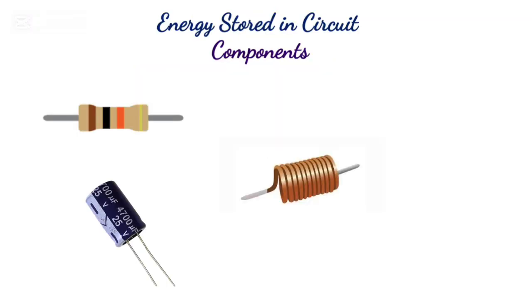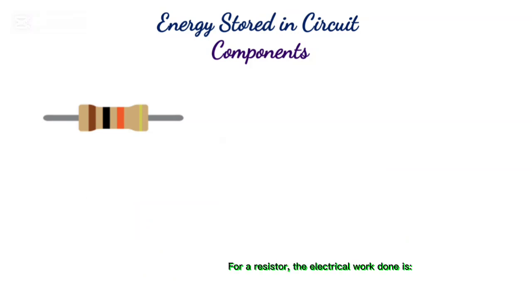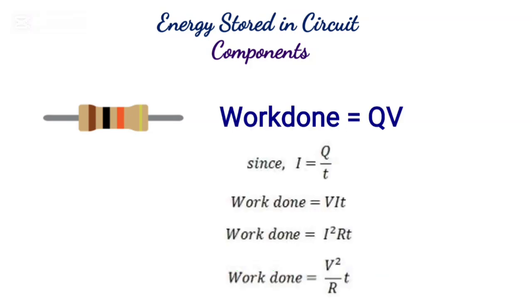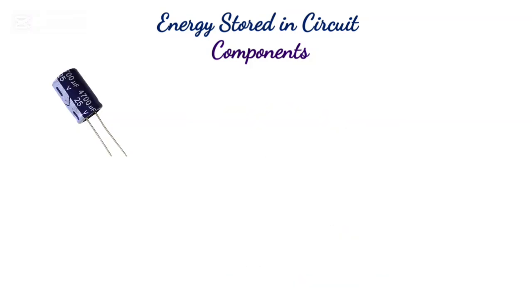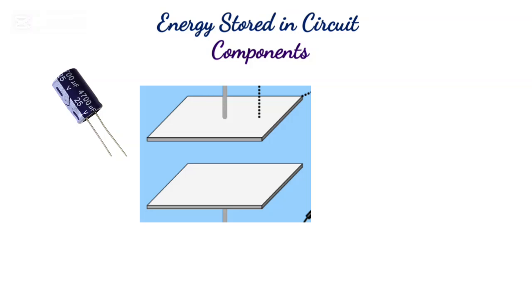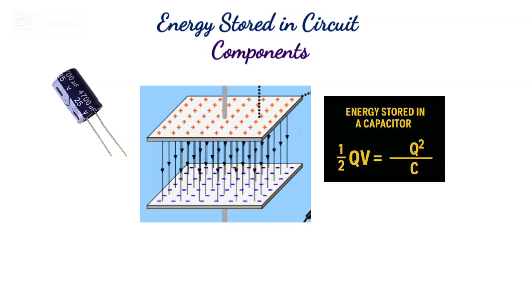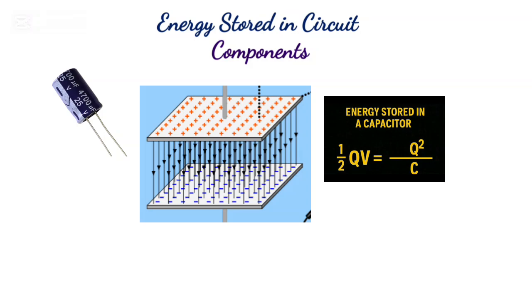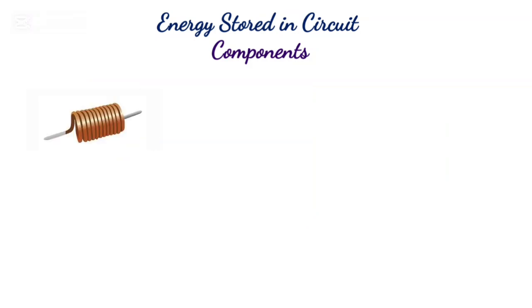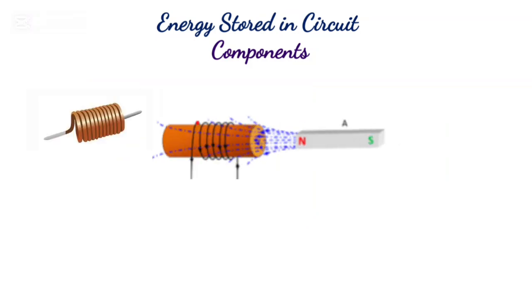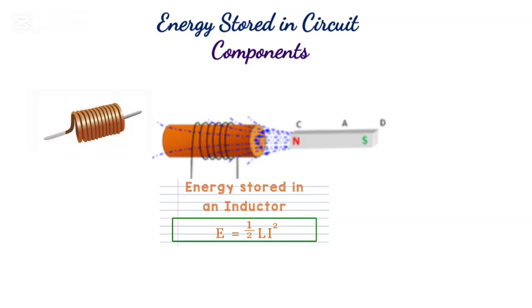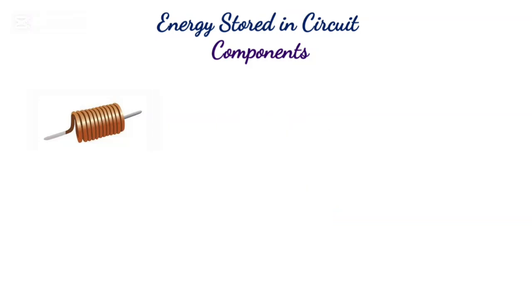Energy stored in circuit components. Each of these components can also store or dissipate energy. For a resistor, the electrical work done is W is equal to QV. For a capacitor, the energy stored in the electric field is work done is equal to half QV. For an inductor, the energy stored in the magnetic field is work done is equal to half L i squared.